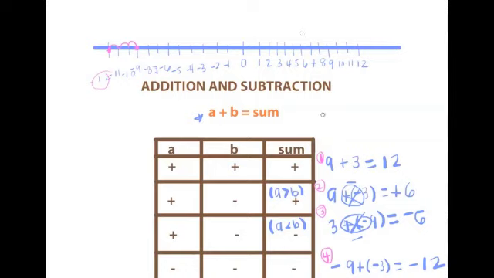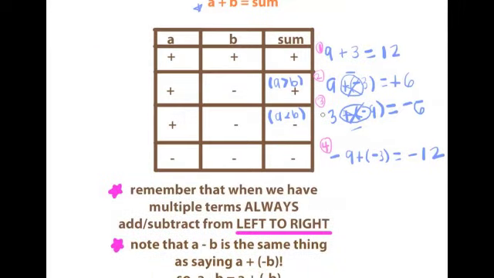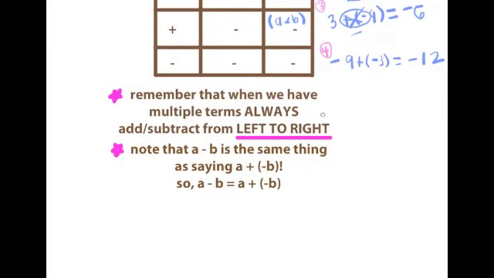So what does that mean for me? I have some properties here for you guys. What this is telling me is that a minus b, so if I had 9 minus 3, means the same thing as saying 9 plus negative 3. So these two things are the same thing.